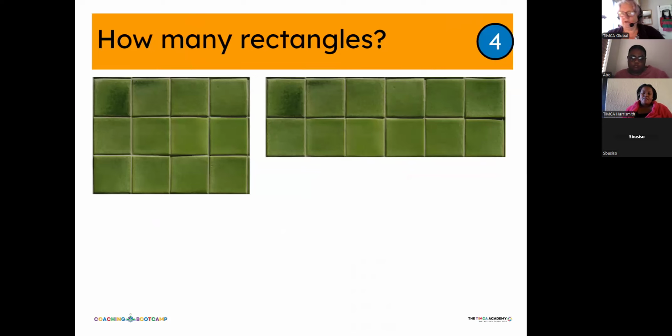So we're going to continue with arrays now, and they're starting to get more abstract. These are tiles that we might see in a bathroom or in a kitchen somewhere. And so we could show these two sets of tiles, and then we could ask questions like this.